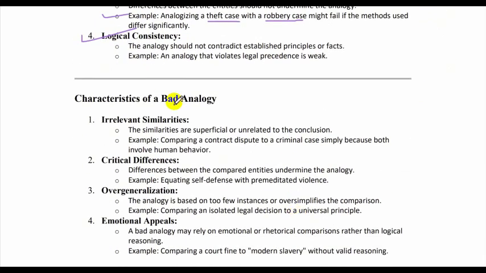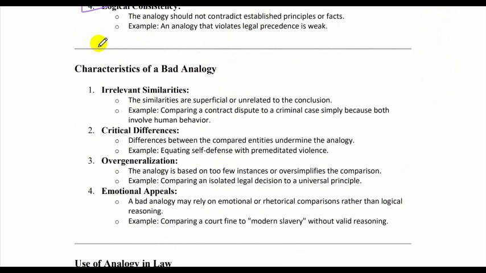So, what are the characteristics of a bad analogy? Already we have seen the characteristics of a good analogy. Now we'll go with a bad analogy. Irrelevant similarities. The similarities are superficial or unrelated to the conclusion. Again, P0, P1, premise 1, premise 2, and so on, let's say even premise 3, and then we have the conclusion. If these are just superficially connected, it means they have no relevance. Although it may seem relevant, they may not be similar in nature, and they may not be directly related to the conclusion. So that is a bad analogy in law.